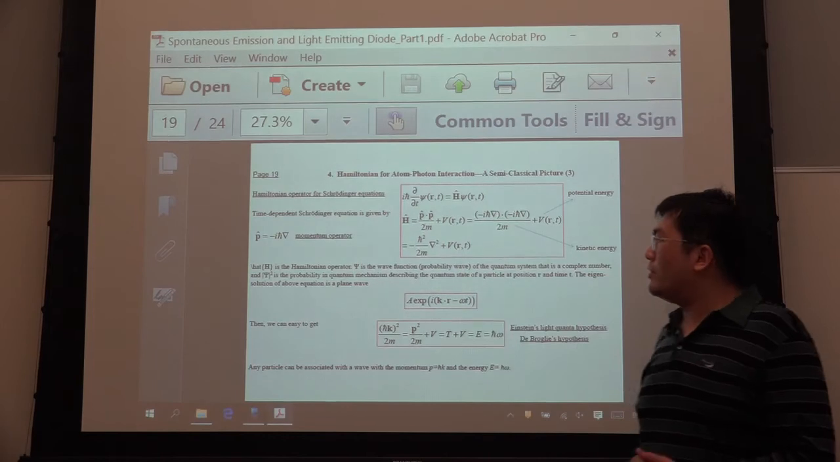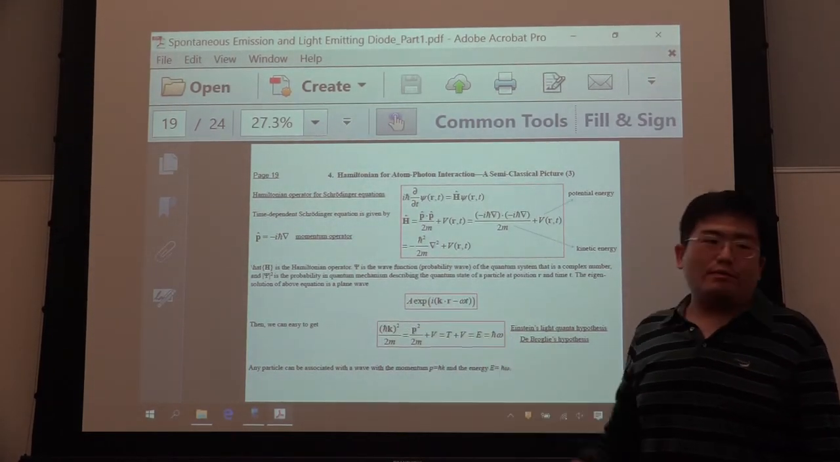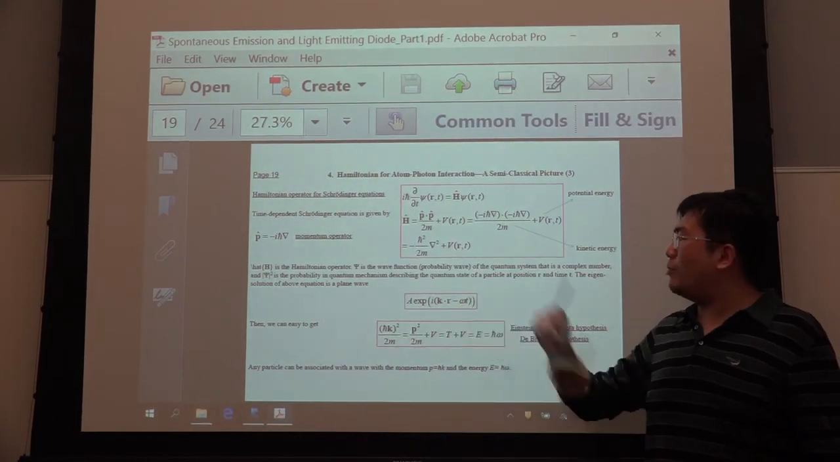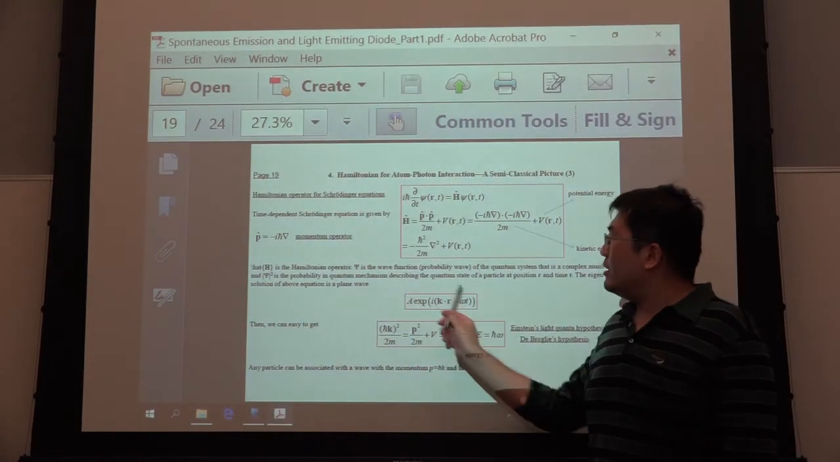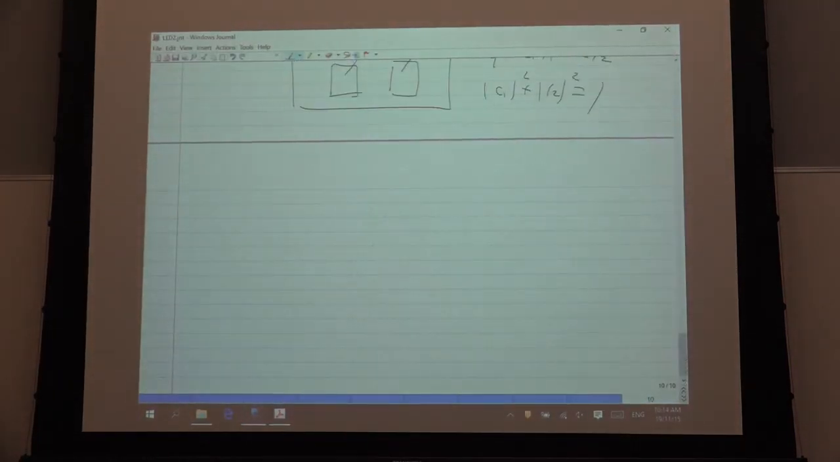That's the Schrodinger equation. If I use this eigen solution, this is a plane wave, e to the i k r minus omega t. If I assume that this is an eigen solution, I just draw this Schrodinger equation: H phi equals i h bar partial t. This is the Schrodinger equation. Let me show this with the de Broglie and Einstein hypothesis.